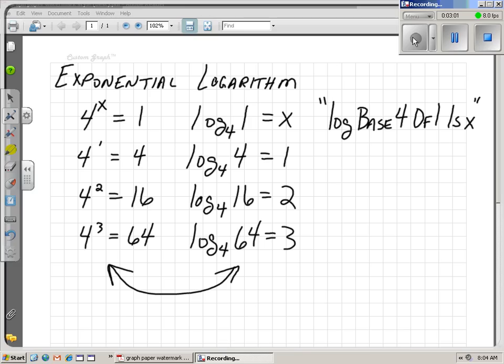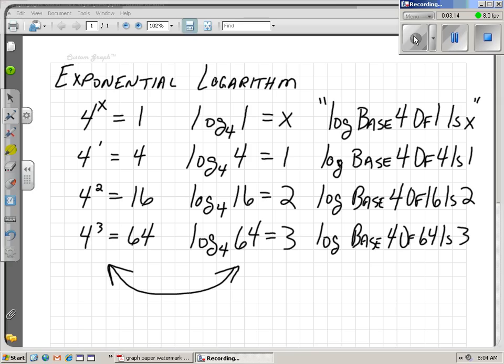It's kind of like temperature. We can measure in Fahrenheit, or we can measure in Celsius. We're still talking about the same temperature. We're just writing it two different ways. So exponential and logarithm are two different ways of writing the same expression. And there's how we say all of them.